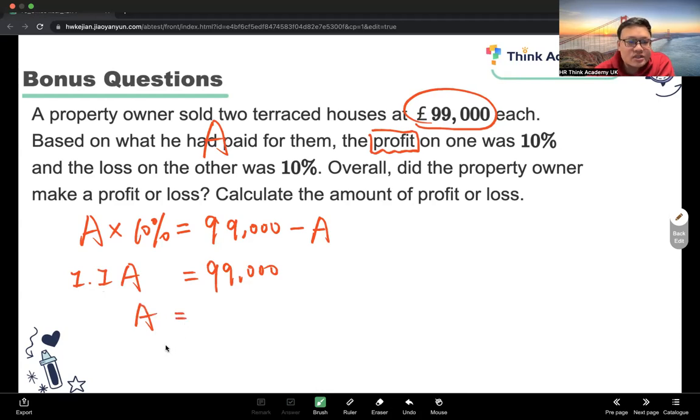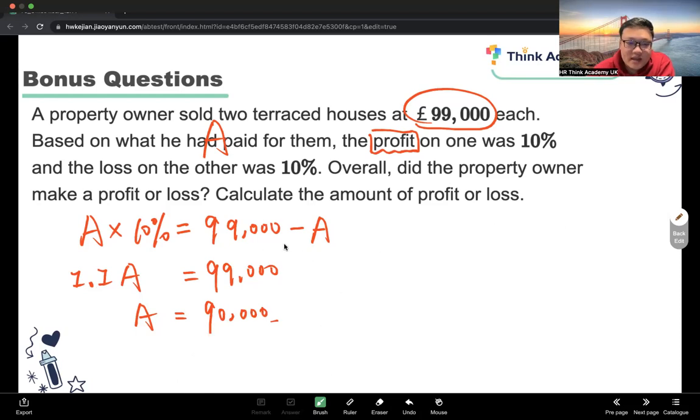What is the original cost you paid for the first house? One number times 1.1 equals this number. So it's going to be 90 pounds or 90,000 or 9,000. It's 1.1, it's not 11. Basically, it's 4 zeros after 9, right? That can be the amount of money paid for the first house.